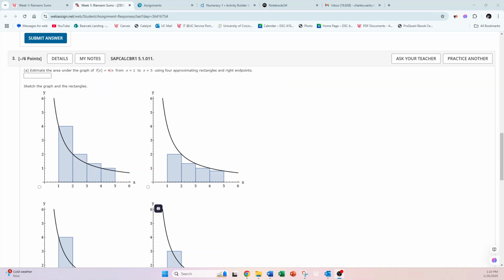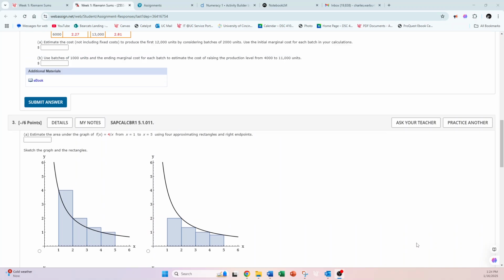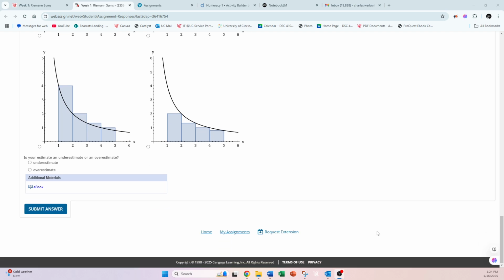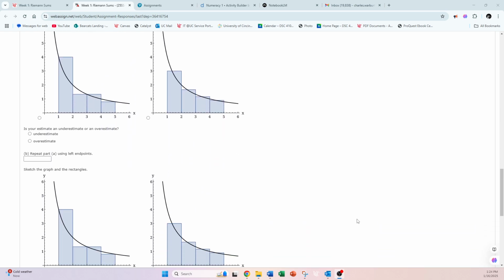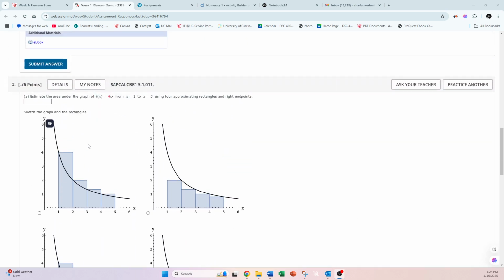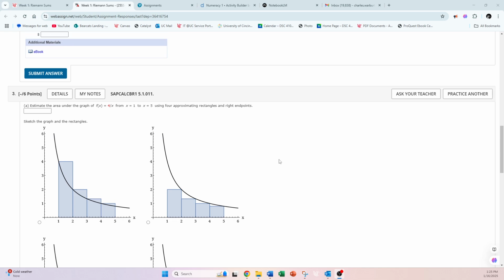So I got a question about problem 3, I think. Yeah, problem 3 on the homework. My version of problem 3 is: estimate the area under the curve of the function 4 over x from the x value 1 to 5 with 4 approximating triangles. Really close to the problem that we did at the beginning of class Thursday and at the end of class Tuesday. So let's see what graph looks right.